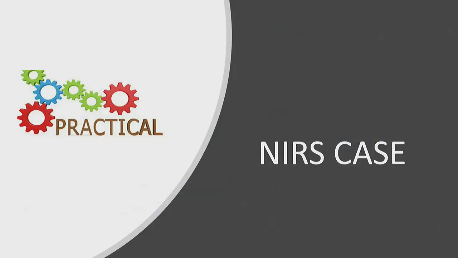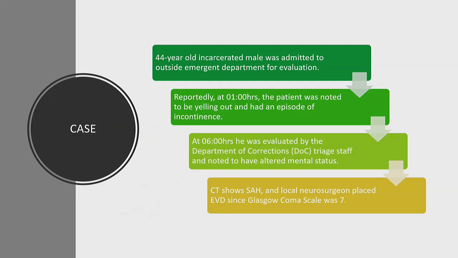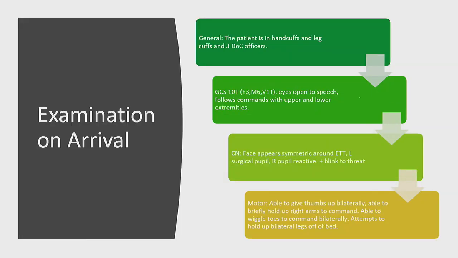I wanted to share what I think is probably the most illustrative utility of near-infrared spectroscopy in a practical case. We received a 44-year-old man from the prison system, or as one of our nurse practitioners said, a friend from a gated community. At 1 a.m. he was yelling out to the guards with an episode of incontinence and was left there for 5 hours. Interestingly, the guards, I guess, thought he was playing possum. Anyway, he was finally brought in, scanned, shown to have a subarachnoid hemorrhage and comatose, and had an EVD placed. He was in handcuffs at the time.